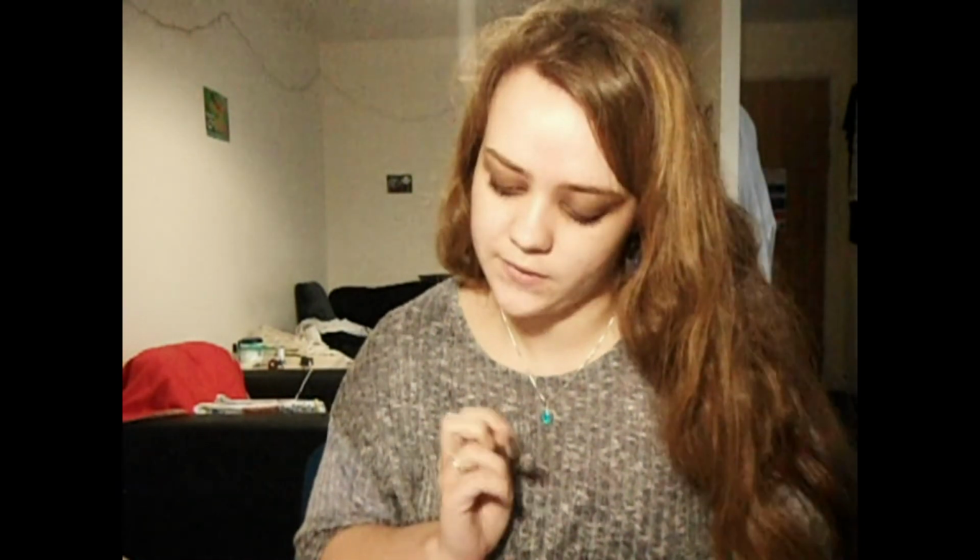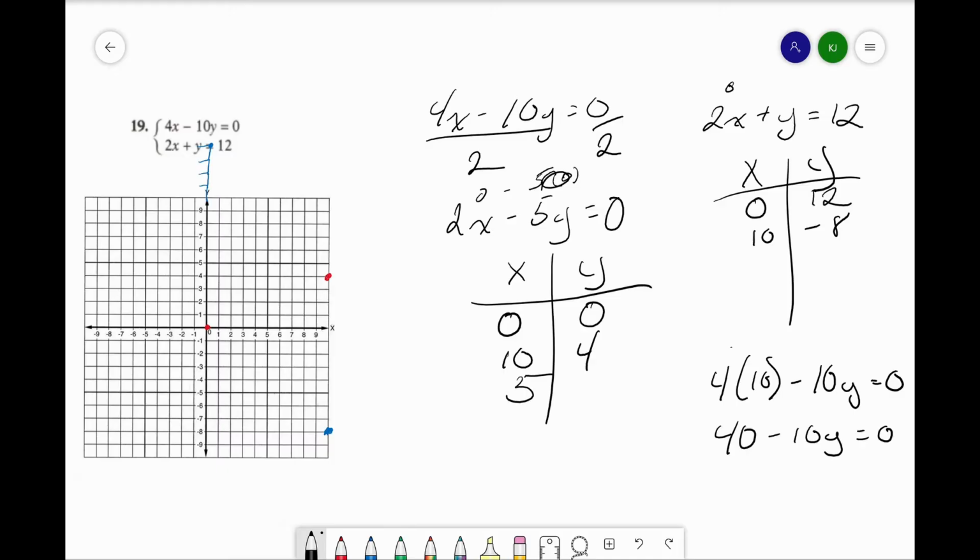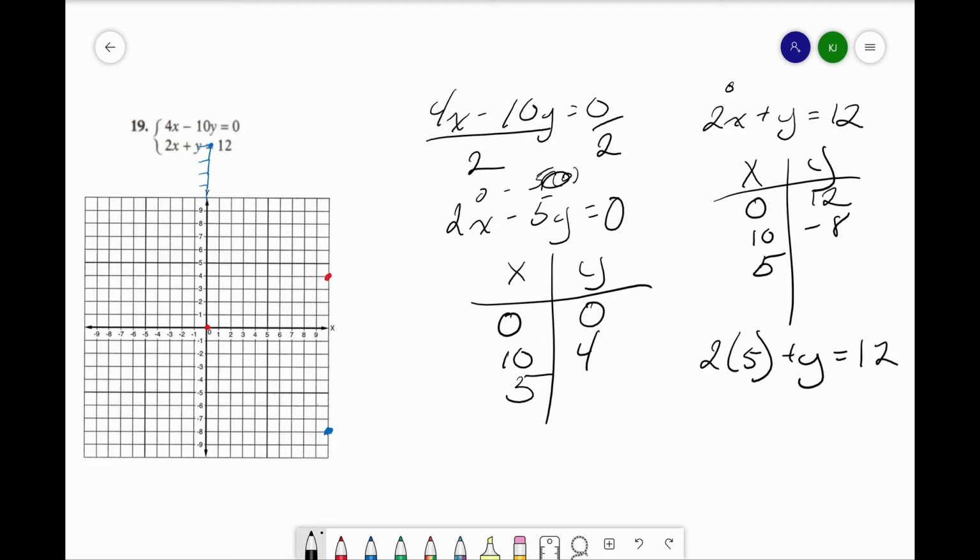Alright, let's try to do one to keep it on the chart, but that's kind of an in-between point to give us a third point to bounce off of. So, well, let's go right in the middle here. Let's do 5. We'll do 5 for both of them. So, 2 times 5 plus what equals 12? Well, 2 times 5 is 10, plus y equals 12, which means y has to be 2. That's 10 plus 2 equals 12.